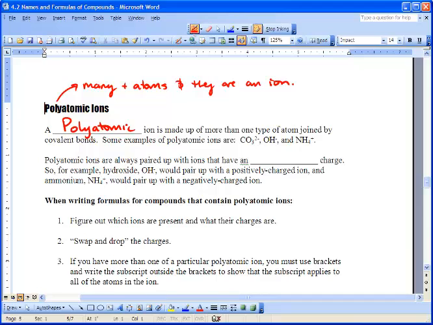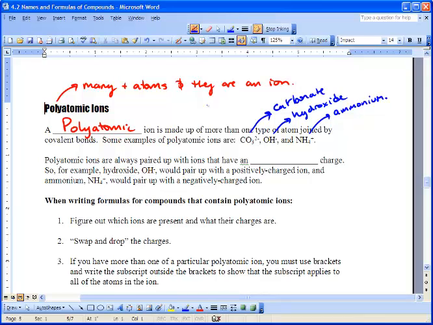Some examples of polyatomic ions are CO3 with a 2 negative as its charge, and this is called carbonate. We've also got OH negative, which is called hydroxide. And we also have a positive polyatomic ion, which is NH4 with a positive charge, and this is called ammonium.